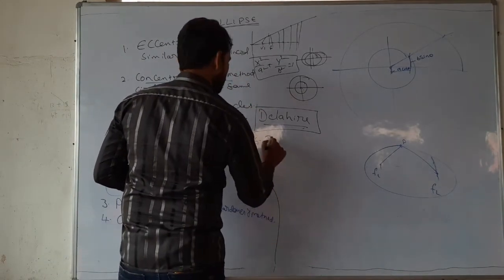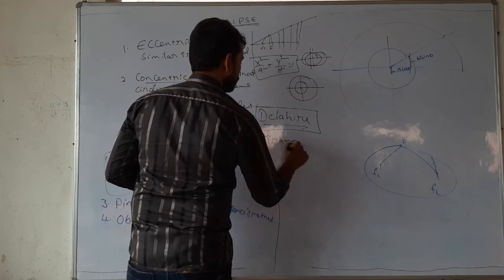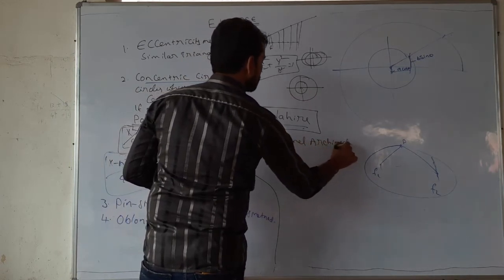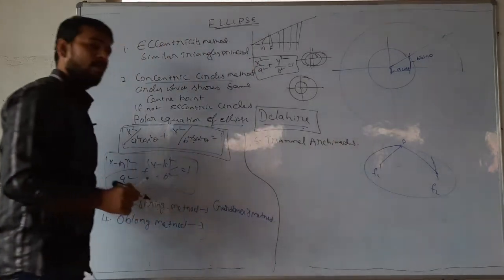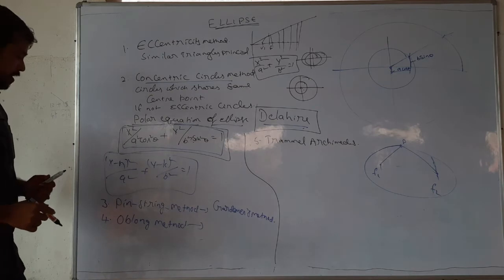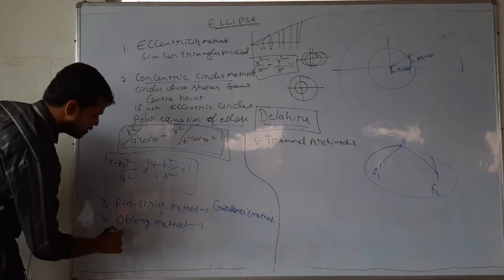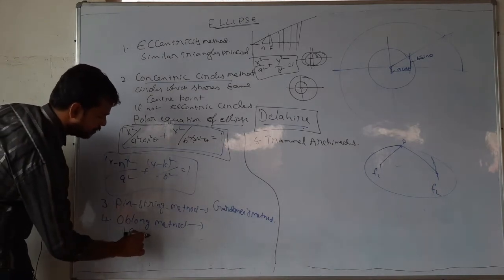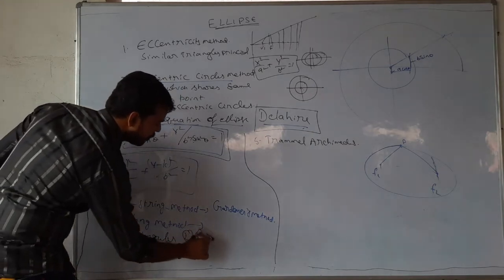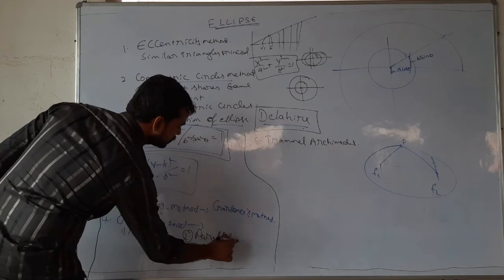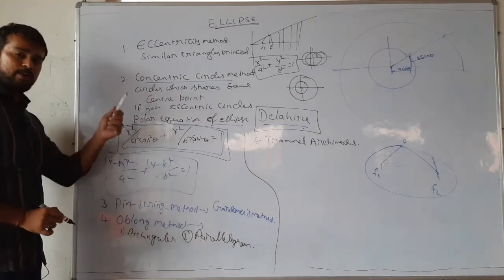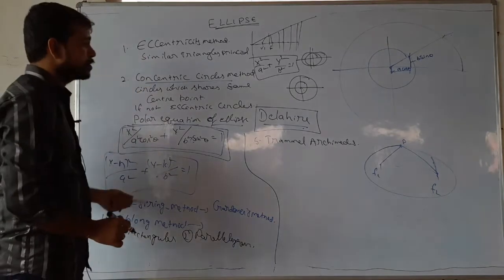The fifth one, Trammell, Archimedes. The Trammell of Archimedes principle was proposed by Mr. Archimedes. And in the oblong method, you have two: one is the rectangular method, another one is the parallelogram method.